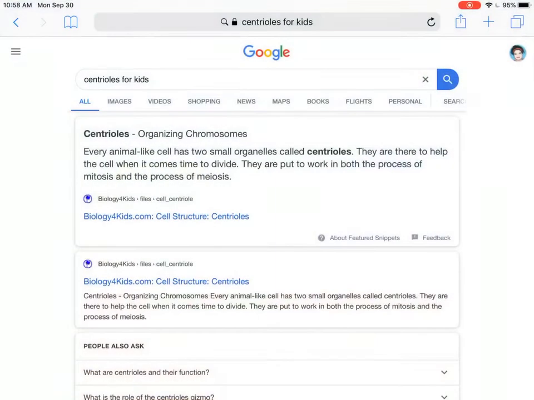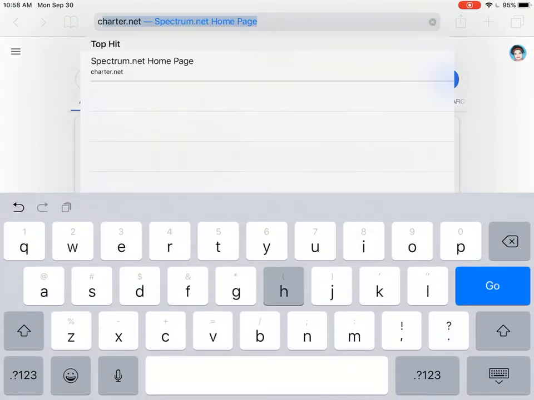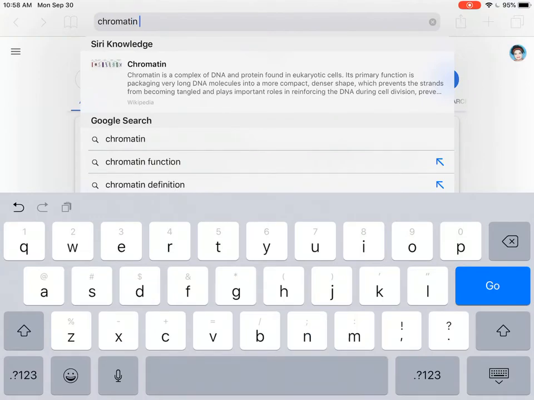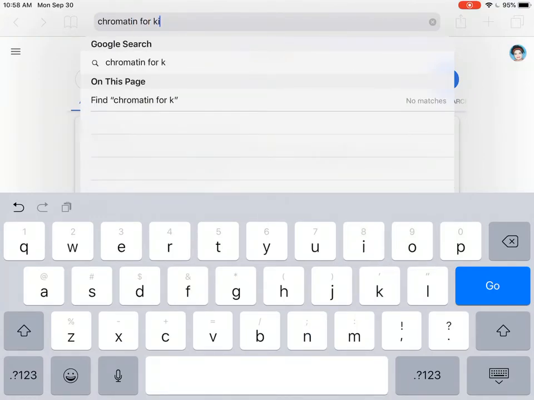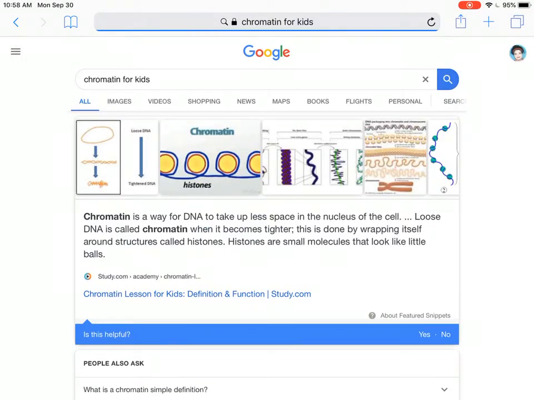So let's search for the word chromatin. And because I want it to be as simple as possible, I'm going to say chromatin for kids. Okay, and here is the definition. This is as simple as it can get because this is incredibly complicated. Chromatin is a way for DNA to take up less space in the nucleus of the cell. Loose DNA is called chromatin when it becomes tighter. This is done by wrapping itself around structures called histones. Histones are small molecules that look like little balls.